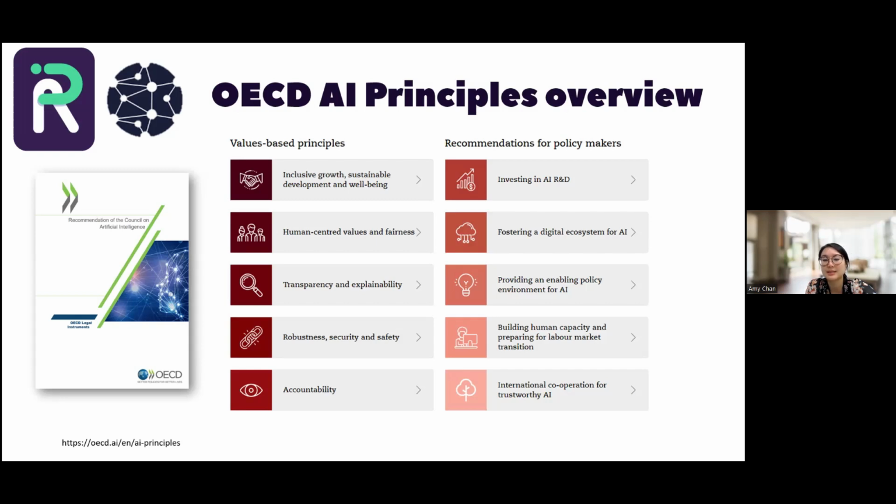And so policymakers are recommended to invest in AI research and development to help some of that growth and ensure sustainable development. As we said, it needs to be centered on our human values and it needs to be fair. So fostering the digital ecosystem for AI is an important part of those recommendations. I've touched a little bit on transparency and explainability, but to actually implement that, we need to have a policy environment for AI that allows transparency and explainability. So it may be that before AI is implemented, particularly in the healthcare system, there is a policy that ensures we are moving towards transparency and explainability in these models.